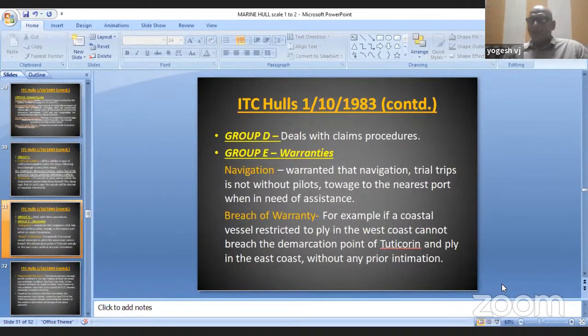Okay, so warranted that navigation, trial trips is not without pilots, towage to the nearest port when in need of assistance, and breach of warranty is seen. For example, a coastal vessel restricted to ply at the west coast cannot breach the demarcation point of Tuticorin and ply in the east coast without any prior intimation. So what I was saying is that agar ek latitude longitude mention kiya and you are passing through that despite knowing that you cannot pass through it, it is called breach of trading warranty. You are breaching the navigation rules. Okay. So if that is done and there is a claim, there is a loss, this warranty is broken, so claim pass.